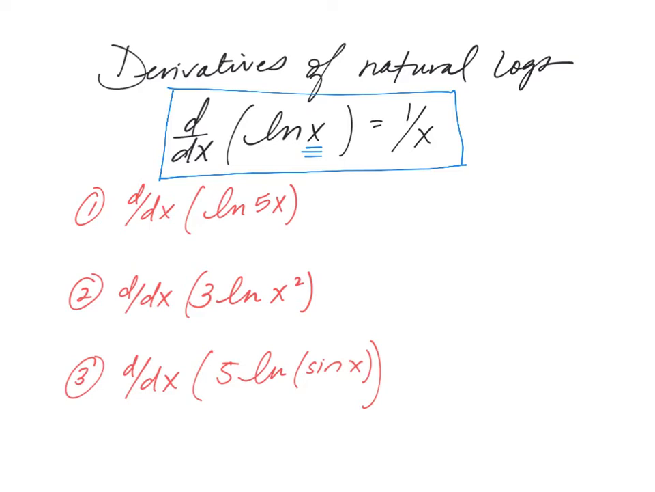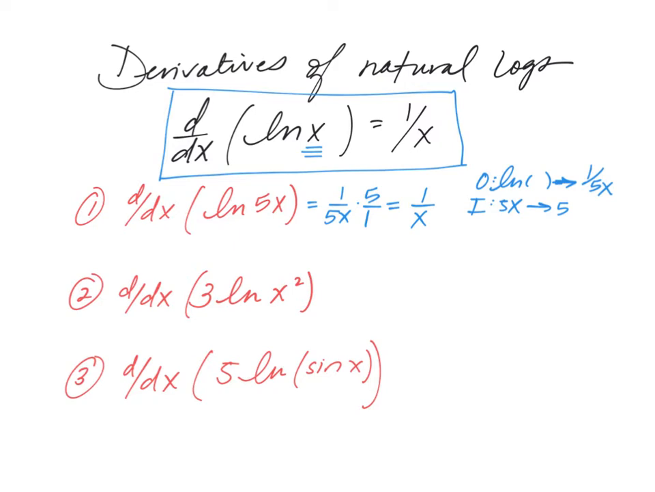In number 1, I have the derivative of the natural log of 5x. What you should notice is this is a two-level chain rule function. So my outside would be the natural log, and my inside would be 5x. The derivative of 5x is 5. The derivative of the natural log is 1 over the value, so that would be 1 over 5x. So my final answer would be 1 over 5x times 5 over 1, which simplifies to 1 over x. So the derivative of the natural log of 5x is 1 over x.